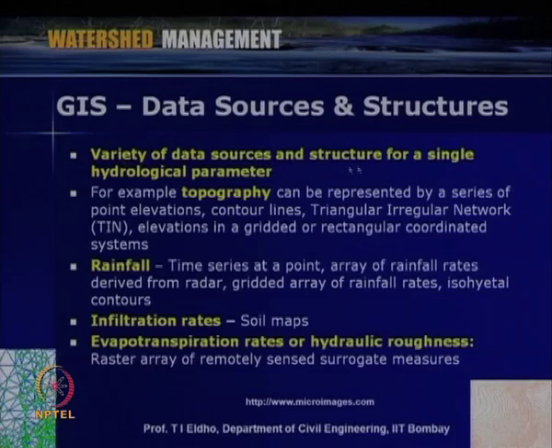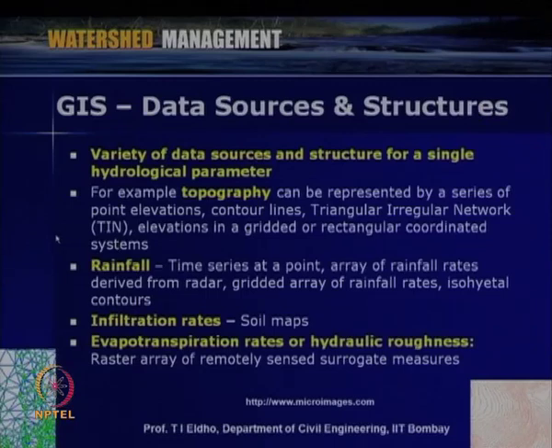So now let us look into, as I already mentioned, the geographical information system works based upon data input and data manipulation. So data source is very important, data structure is very important. So let us look into various aspects of data sources and structures. A variety of data sources and structures for a single hydrologic parameter we can put through GIS. For example, topography can be represented by a series of point elevations, contour lines, triangular irregular network, and elevation in a gridded or rectangular coordinate system.